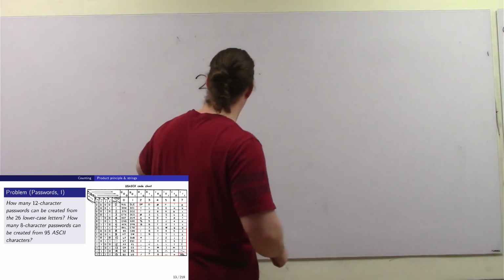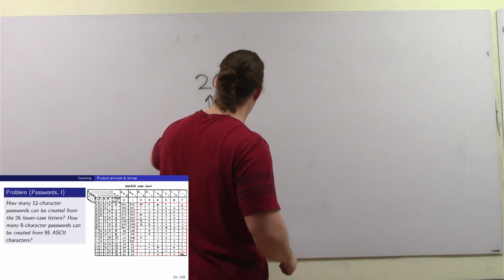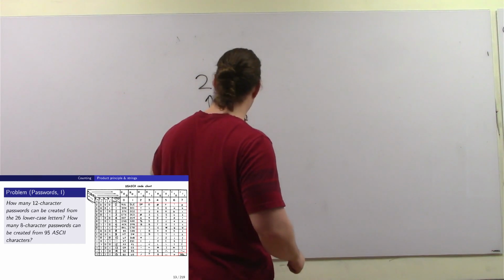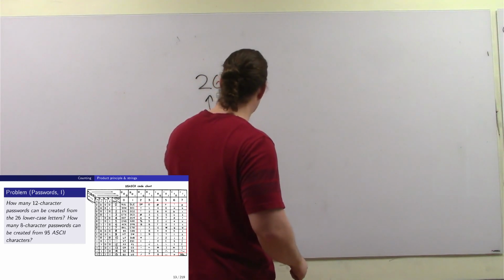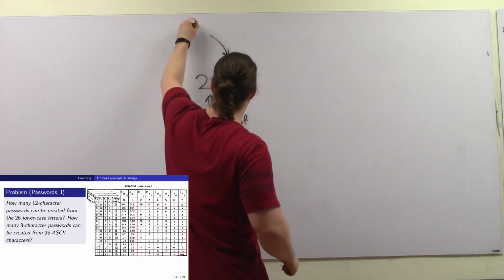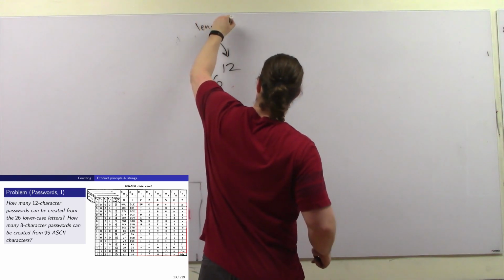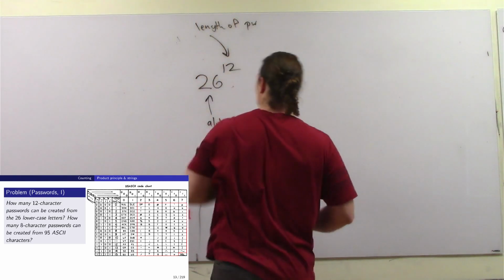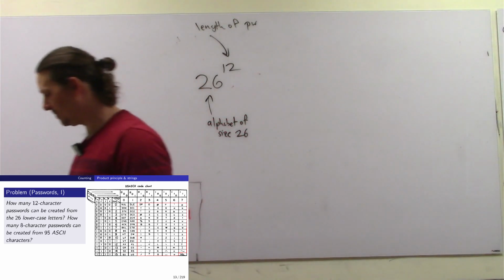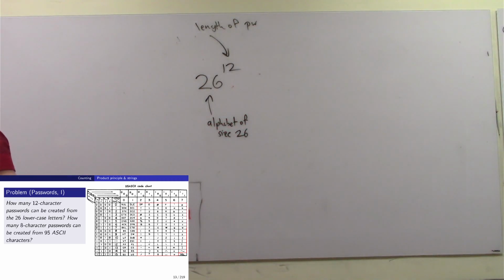So this is alphabet of size 26, and this is length of password. Okay? So these are the two pieces of information. And I computed these ones as well. I think it's handy.